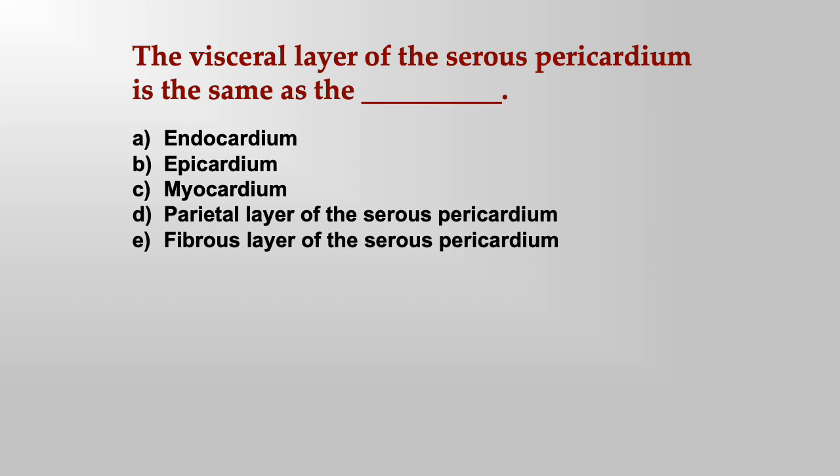So the visceral layer of the serous pericardium is the same as the what? The endocardium, the epicardium, the myocardium, the parietal layer of the serous pericardium, or the fibrous layer of the pericardium? What is it? It's called the epicardium. All right, we'll continue with the next one.